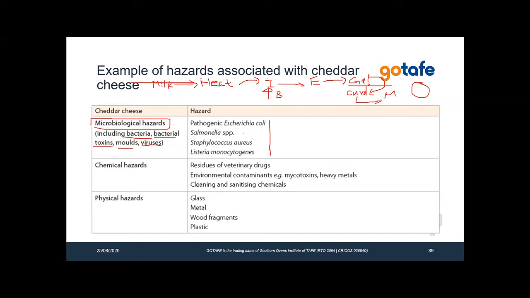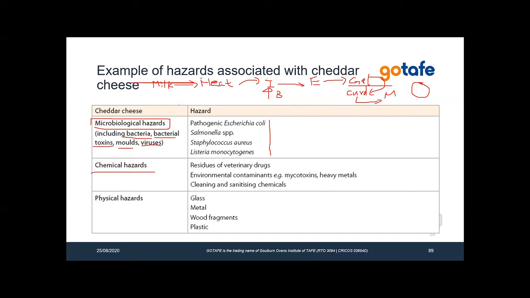Those are really, really nasty bacteria that can make people sick. And as soon as you get one of those in your product tested, of course, a food recall needs to be triggered straight away.